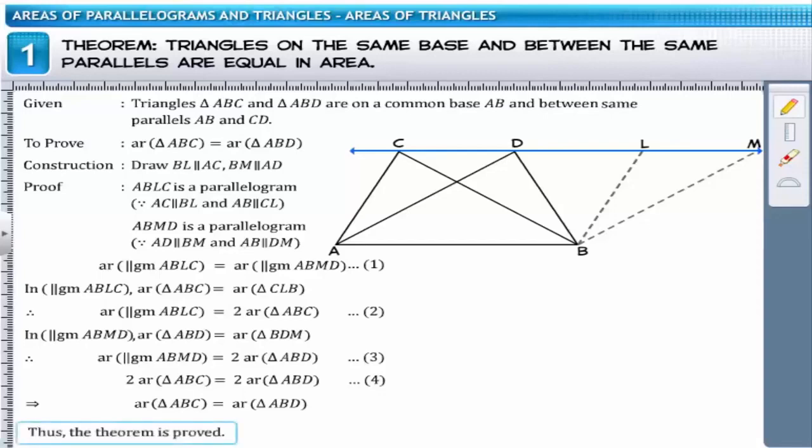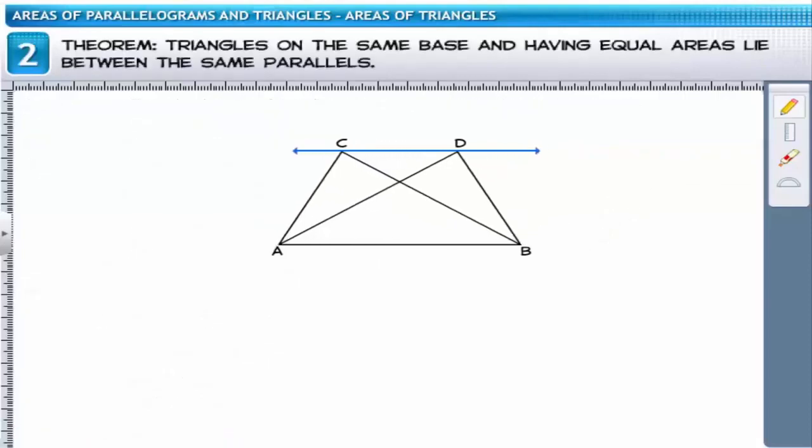The converse of this theorem is also true. The converse states that triangles on the same base and having equal areas lie between the same parallels. This implies if the triangle ABC and triangle ABD lie on the same base AB and their areas are equal, then AB is parallel to CD.